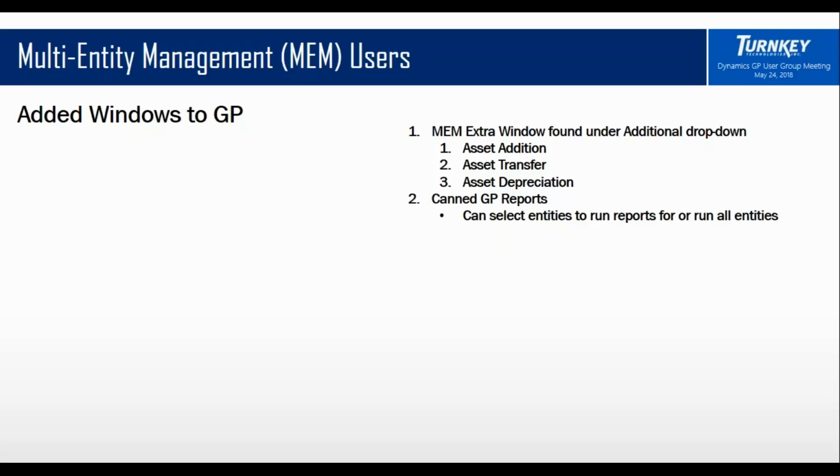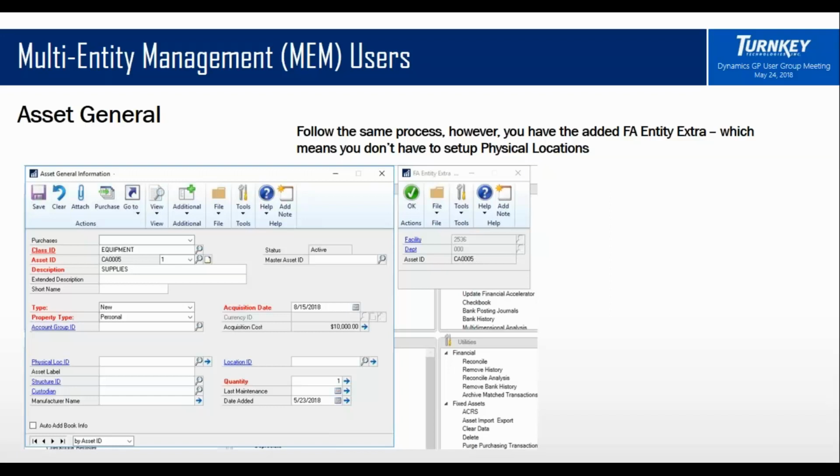All right. Now, some of you, or a lot of you, don't have multi-entity management, this added layer of the ability to take 5 companies and put it into one. For the people that do have it, these are extra windows that happen. So on the asset addition, on your general card to the side, especially in 2018, your entity extra is on the side where you select your facility or entity that you're assigning it to, which is generally the company that you're going to be using.